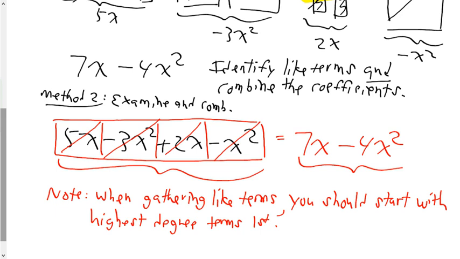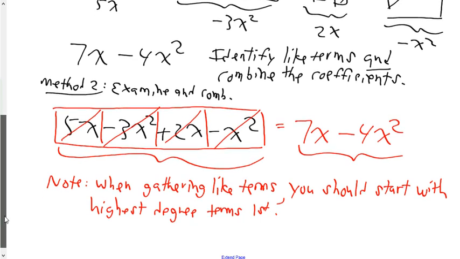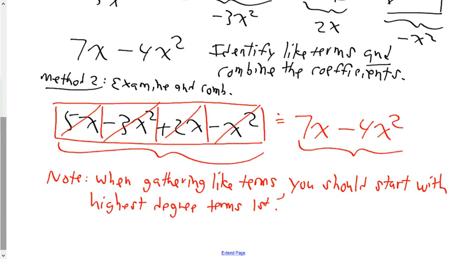So, what did I gather first? I gathered my x's first, didn't I? And then I gathered my x squareds second. But I should have gathered my x squareds first and my x's second. So what should this actually be if I did that? What would that change into if I gathered my x squareds first and then my x's? That's right. Negative 4x squared should have been my first term, and then plus 7x, or positive 7x, is my second term.